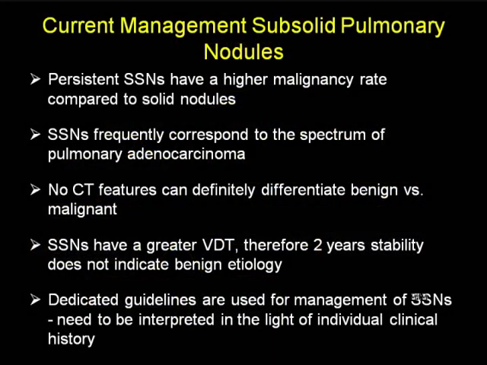So in conclusion, the persistent subsolid nodules, they have a higher malignancy rate compared to the solid lesions, and they tend to represent the spectrum of pulmonary adenocarcinoma from pre-invasive to invasive lesions. They might also represent benign etiology, and for the persistent ground glass nodules, we don't have any CT feature that can definitely differentiate between benign and malignant lesions. Because the subsolid nodules have a greater volume doubling time, stability over 2 years does not indicate benign etiology. And subsolid nodules need to be followed with dedicated guidelines that are different from the ones with the solid nodules, and they must be interpreted in the light of each individual case.